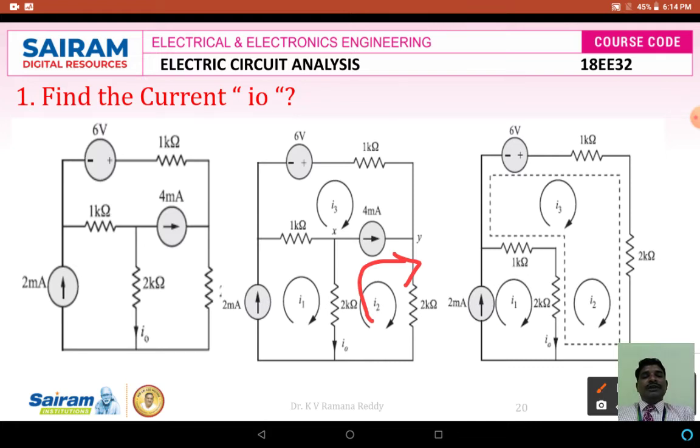Therefore, this 4 milliamperes is located between the boundaries of mesh 2 and mesh 3. We can write the current equation as I2 minus I3 is equal to 4 milliamperes. So I2 minus I3 is equal to 4 milliamperes. This is the equation which was written between loop 2 and loop 3.